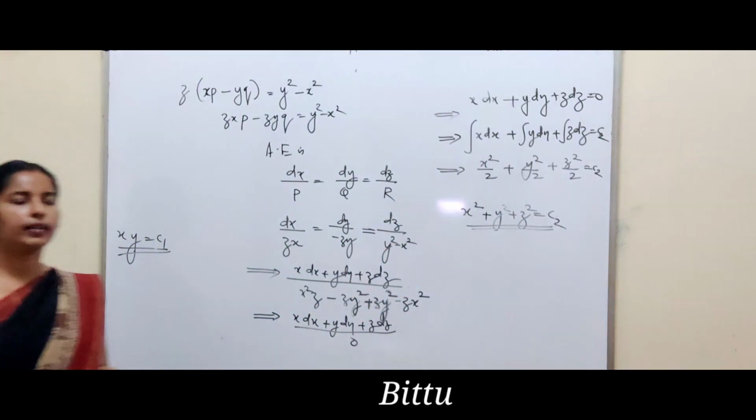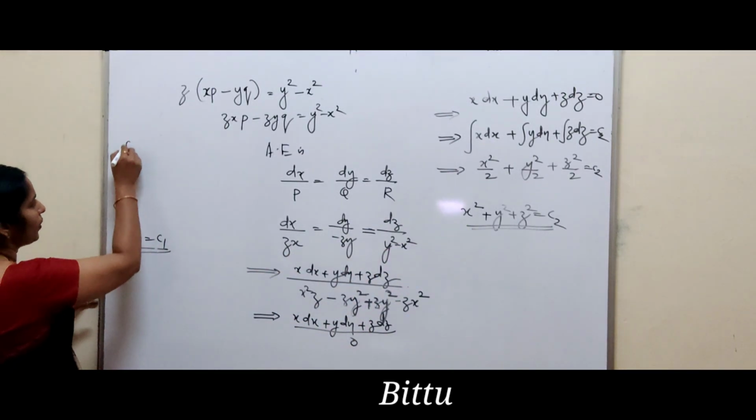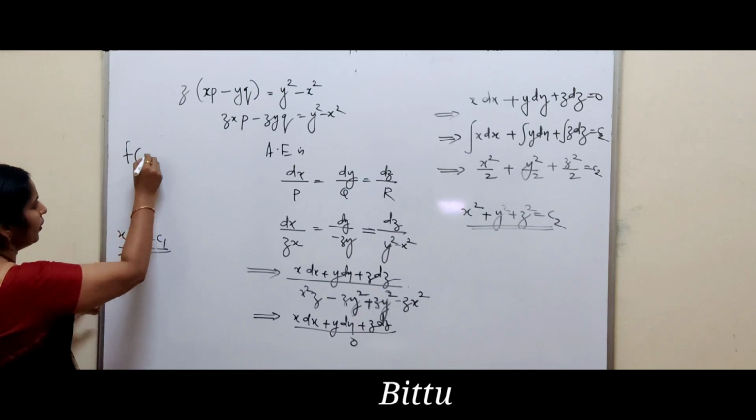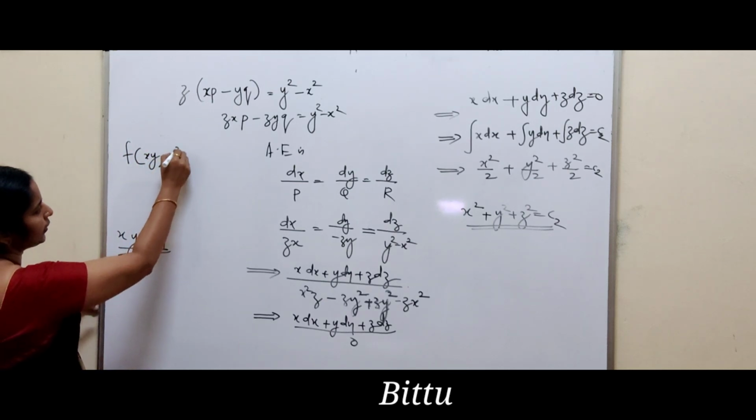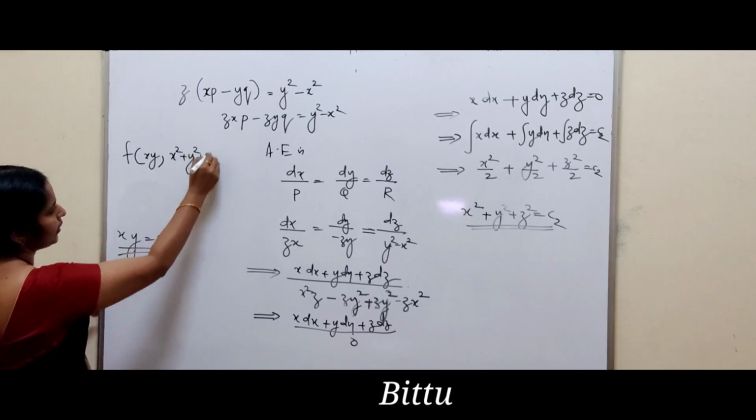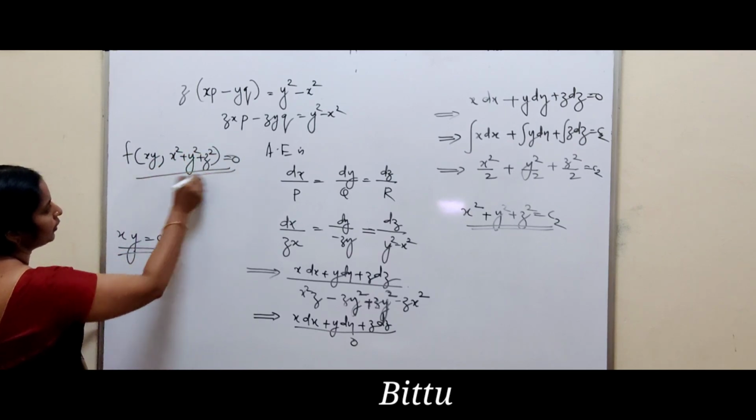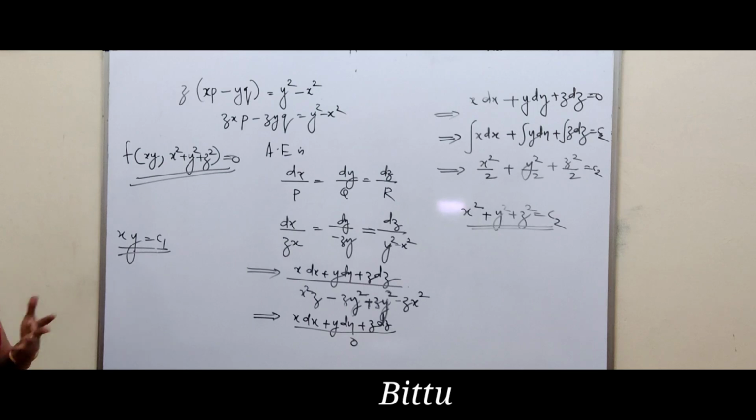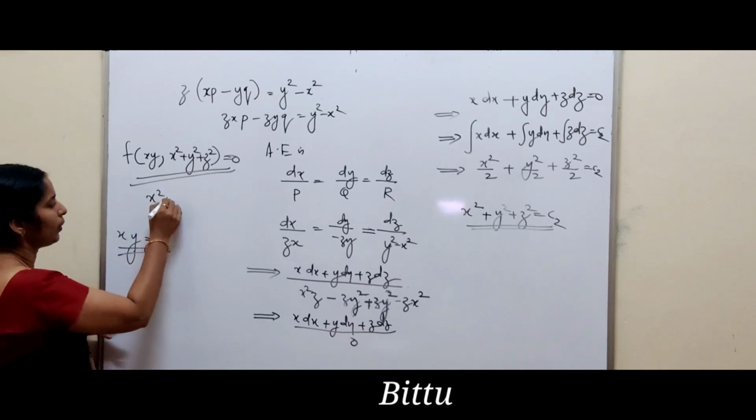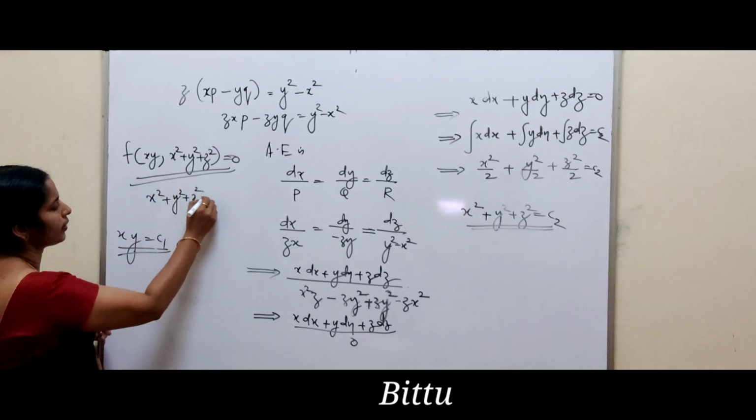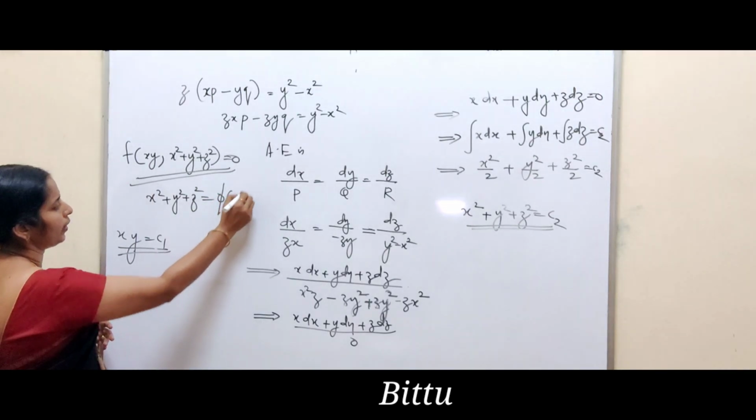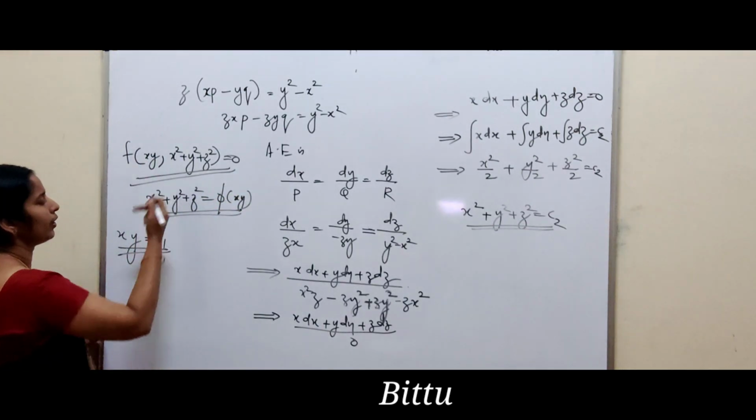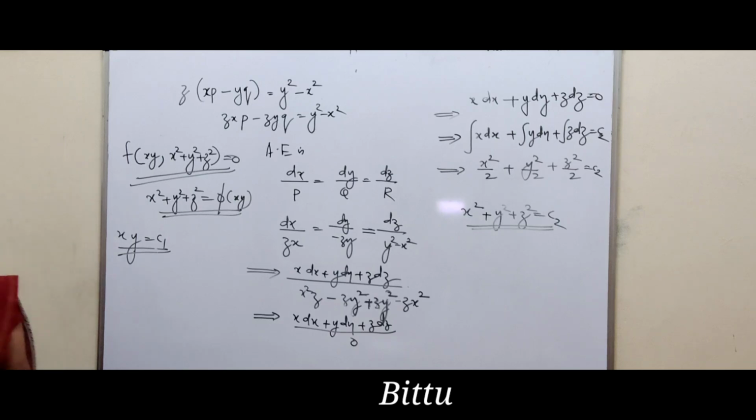So we can write a solution of the given partial differential equation as f of (xy, x square plus y square plus z square) equal to 0, or you can write it as x square plus y square plus z square as a function of xy, or xy is a function of x square plus y square plus z square.